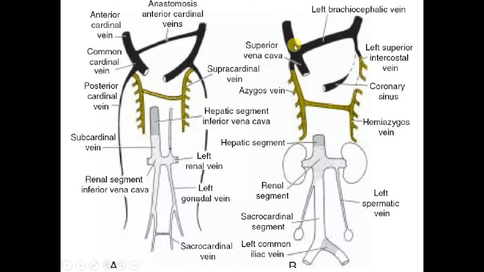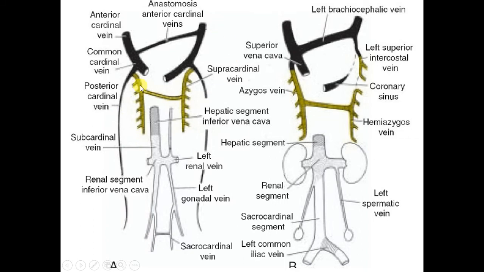that is the internal jugular vein and the subclavian vein. They are joining together and forming the brachiocephalic vein. Here, on the right side, it is entering into it.